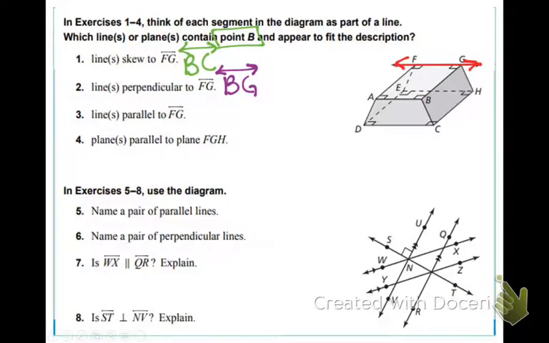All right, and then the last is parallel. So parallel lines, they are coplanar. And then do they intersect? No. All right, so we're finding a line that is parallel with FG that includes B. It's AB.